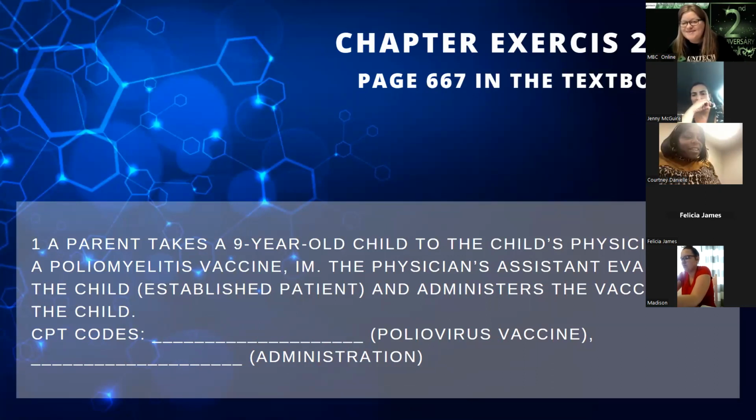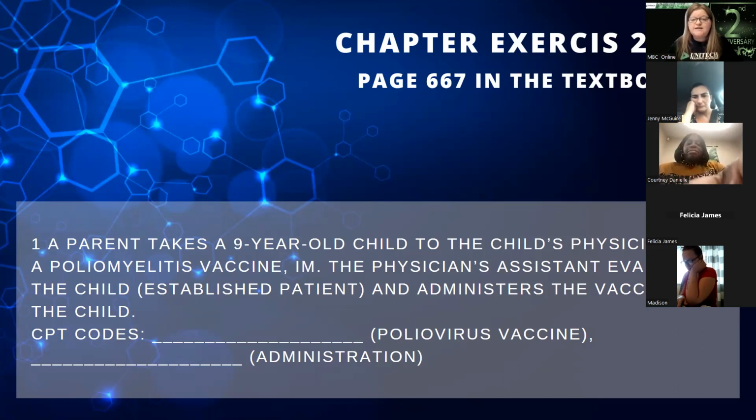Yes, ma'am. The answer is 90713. That's correct. That's the first CPT code, right? The way I got it, I think it's vaccination, polio. Poliovirus. I just know that IM means intramuscular. And so I double checked in the book, but I pretty much knew that was 90713. Awesome. Yes, that is correct.